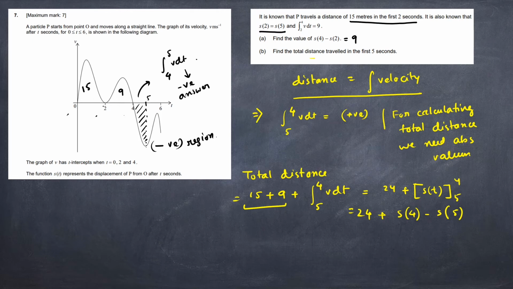Now see the question here, s of 2 is equal to s of 5. So in place of s of 5, we can replace it with s of 2. So 24 plus s of 4 minus s of 2. From here we are getting 24 plus the value we just calculated in the first problem, that is 9. So 24 plus 9 is equal to 33. So the total distance traveled for the first 5 seconds is equal to 33 units. So in this way this problem is done. Now we will move on to the next question.